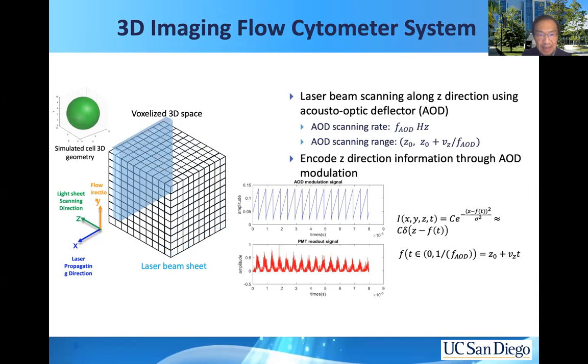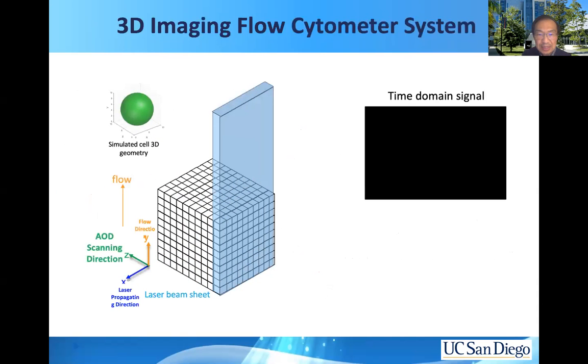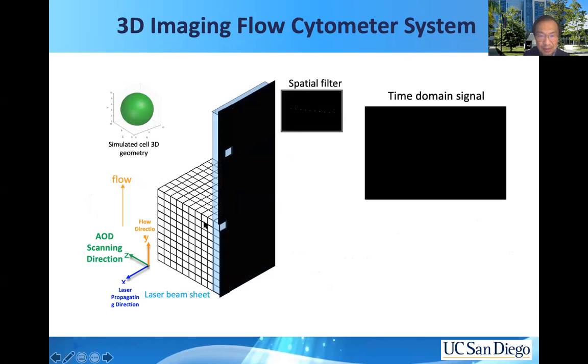The laser light sheet is scanned by the acousto-optic deflector. Every 5 microseconds, the laser is scanned through the cube once. Next, we put this scanning light sheet microscope in the confocal configuration. That means we put a pinhole here. However, instead of one pinhole, we put an array of pinholes, because the cell is traveling in the microfluidic channel at a speed of 20 centimeters per second.